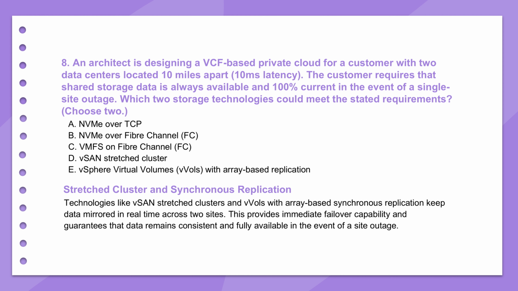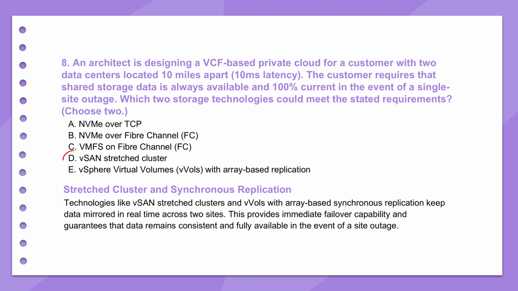So to guarantee that 100% current continuous availability across sites with that latency profile, the source materials really point to two specific storage technologies. The first, and perhaps most integrated, is a vSAN stretched cluster. It's purpose-built within VCF to synchronously mirror the entire storage layer across two geographical sites. Okay, integrated. And what's the second option?